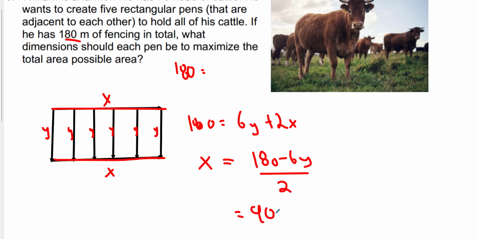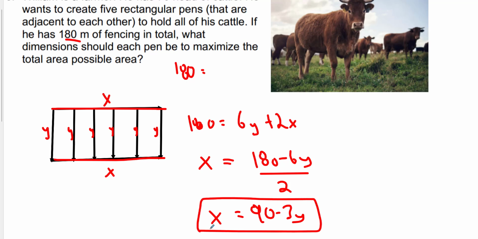Yeah, 90 minus 3y equals x. You're right. Okay. Now, second thing is we're talking about area. What's the formula for area? Yes. In this case, though, our length and width are x and y, right? So area is just x times y.